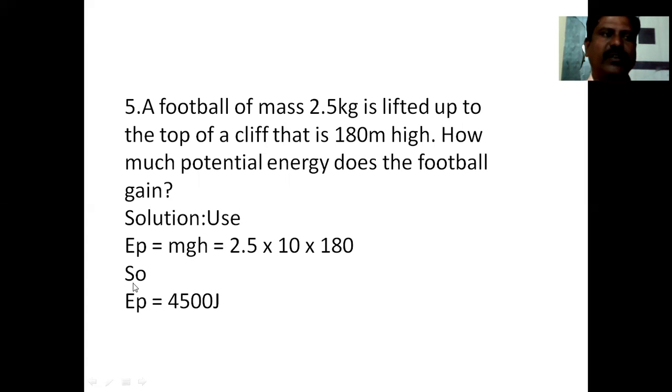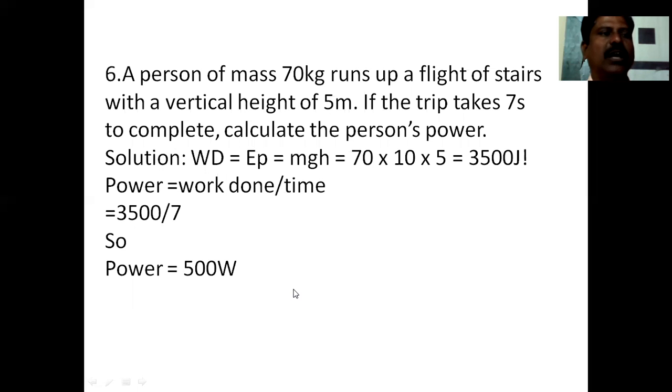We know that the potential energy at that particular point, Ep, is equal to mgh. M is 2.5, and the acceleration due to gravity is 9.8, approximately taken as 10. So 2.5 into 10 into 180 will give you 4,500 joule of energy possessed by the football.